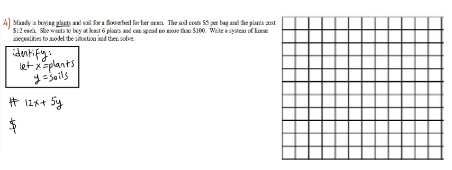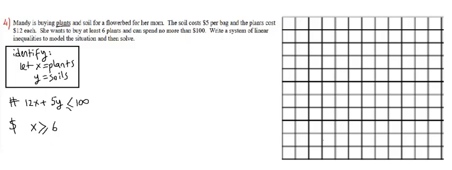And she wants to buy at least 6 plants. So x is at least 6, meaning greater than or equal to 6. It can be above 6, can be equal to 6, cannot be less than 6. And she can spend no more than $100. That means she can spend a maximum of $100, and $100 is inclusive. Now let's graph it.